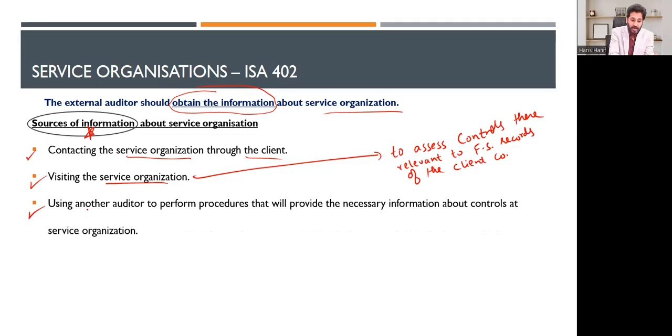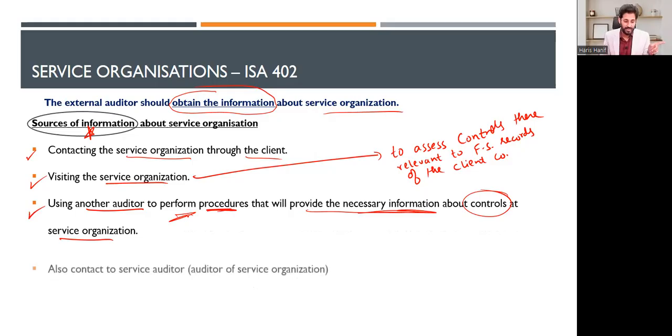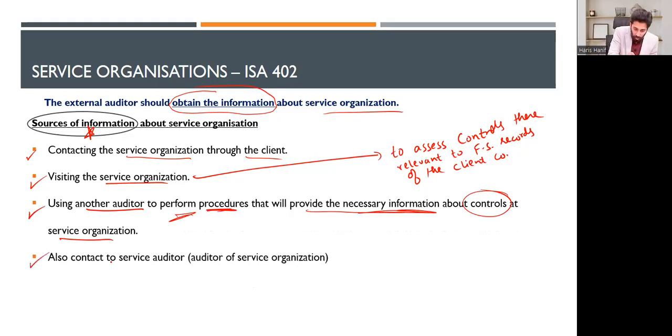You can use another auditor to perform procedures that will provide necessary information about controls at the service organization. You can use another auditor to perform procedures, and you can simply use the auditor of the service organization. Simply you can use the services of the auditors of the service organization, right? Also contact the service auditor, the auditor of the service organization. Either way, this is the auditor of the service organization, or it may be some other auditor. You can engage them to go and assess the controls, or you can also visit by yourself. And you can also contact the service auditor, right?